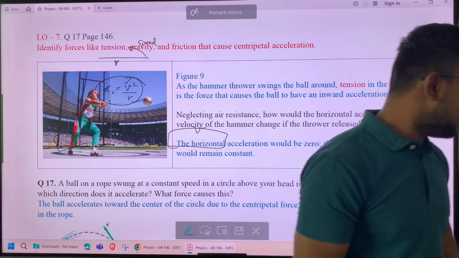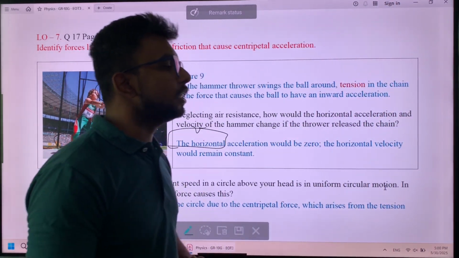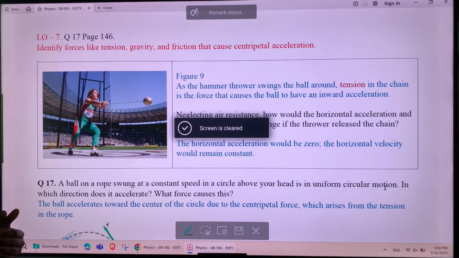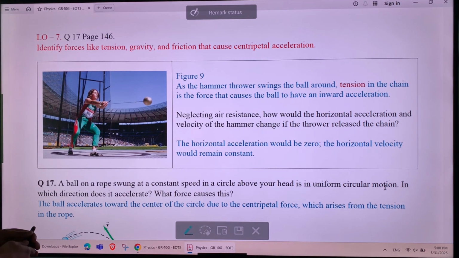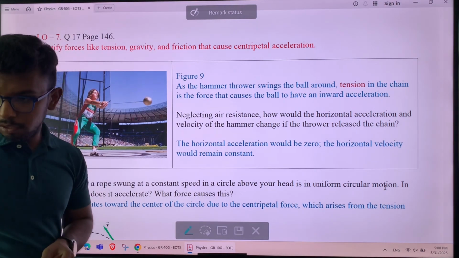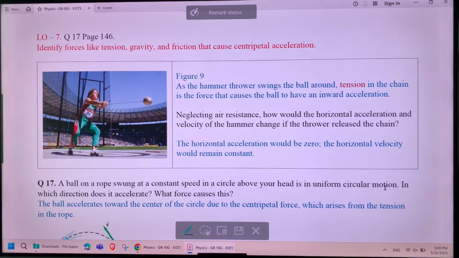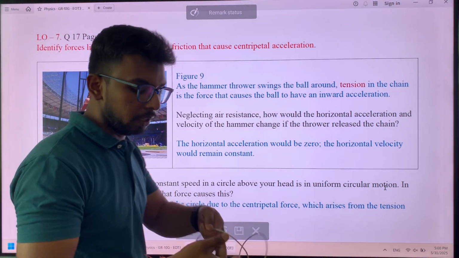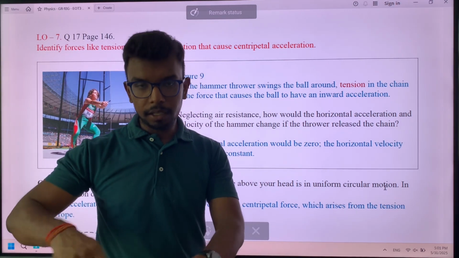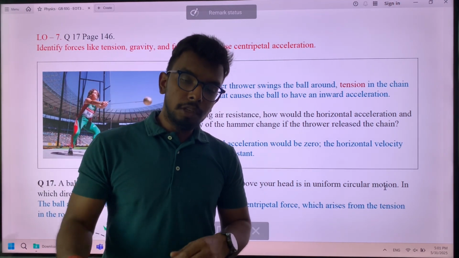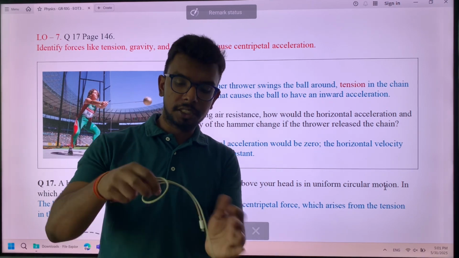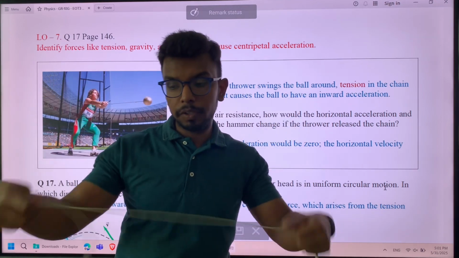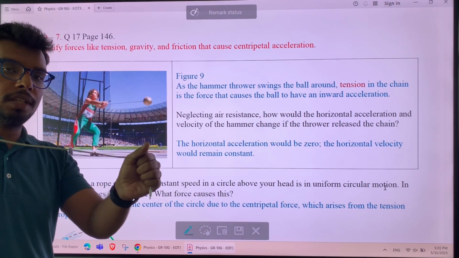Question 17, page 146. Identify forces like tension, gravity, and friction that cause centripetal acceleration. So now, in different situations, accelerations will be different. Forces which will provide the centripetal acceleration will be different. For example, assume this wire here. If I start rotating this particular wire like this, this wire is getting stretched, and this stretch of the wire is what we call tension, because there is a force in this particular wire.